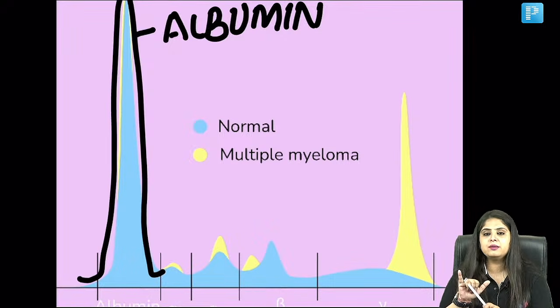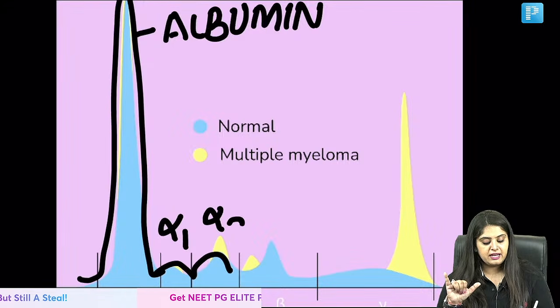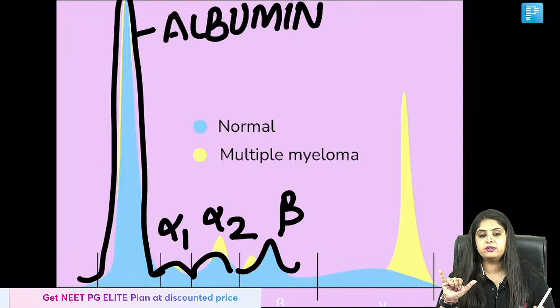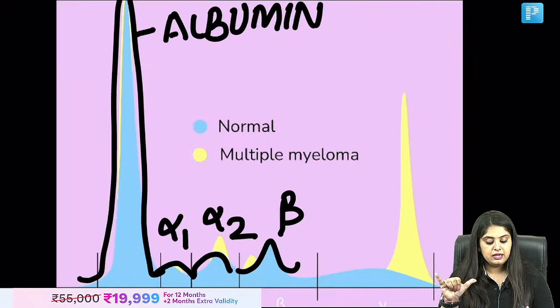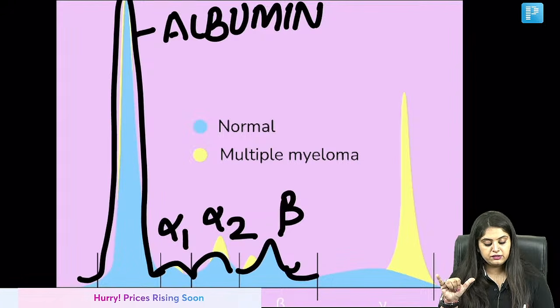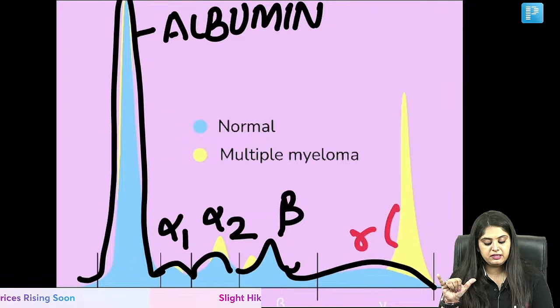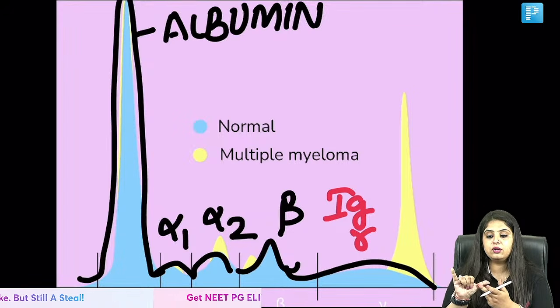Maximum is albumin. Then come three smaller proteins, three fingers of yours. What are the three smaller proteins? The alpha 1 protein, the alpha 2 protein, and the beta proteins. After these three comes a small hump, a mountain kind of thing, and that mountain is known as the gamma region. Gamma means it is immunoglobulins. So this is IgG, IgA, IgM, all the immunoglobulins.